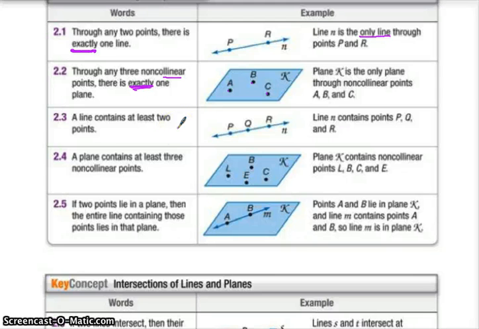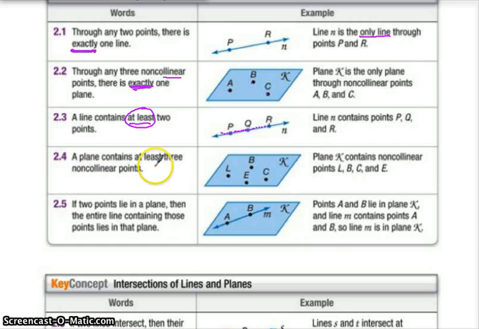2.3, a line contains at least 2 points. So we just said up here, through any 2 points there's exactly one line, but if we have a line, well, there's an infinite amount of points on that line, right? We just need 2 points to name the line or for a line to exist. So there has to be at least 2 points. Here's my diagram. It says line N contains points P, Q, and R.